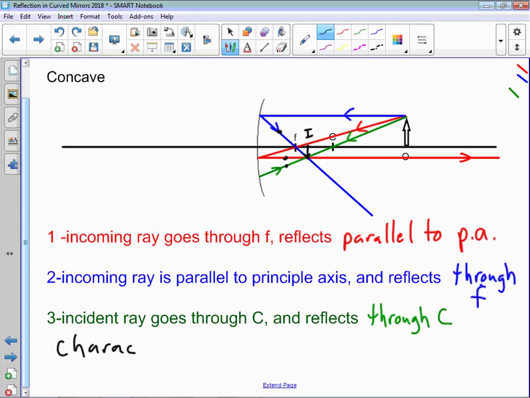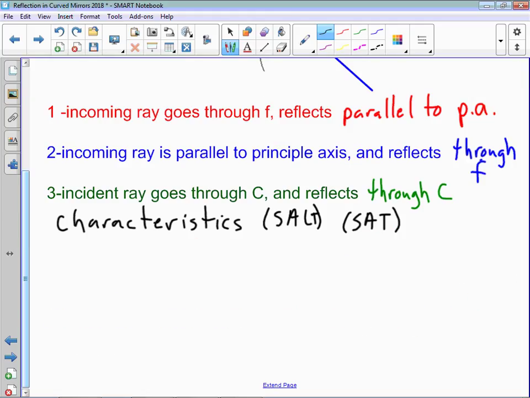So let's just jot this down back here. Characteristics. So oftentimes people will talk about SALT characteristics: size, attitude, location, and type. I prefer to talk about SAT, and the location part I think is pretty obvious. Yeah, it's right there. So let's look at what those SAT ones are.